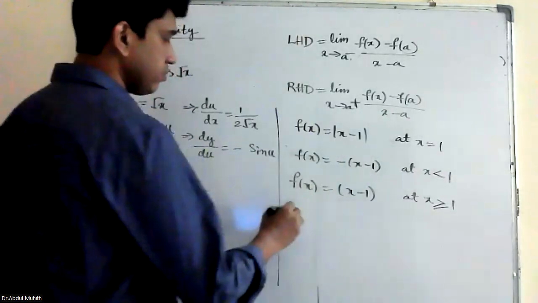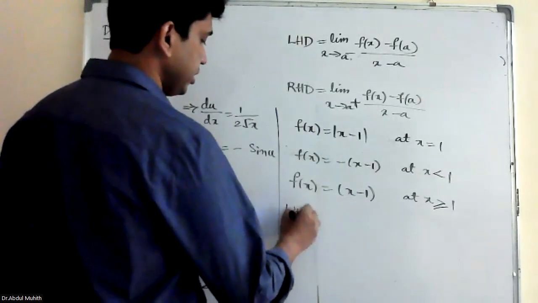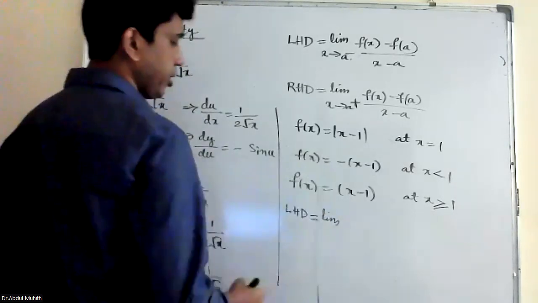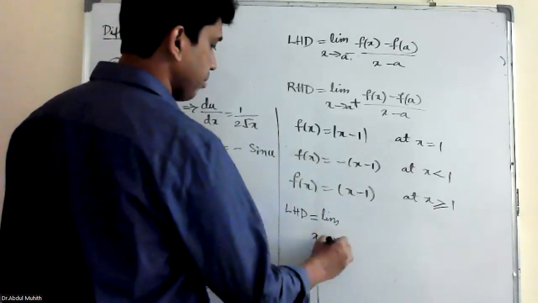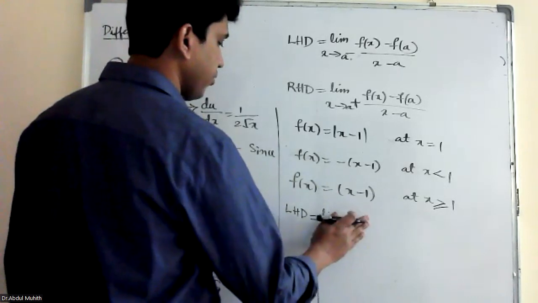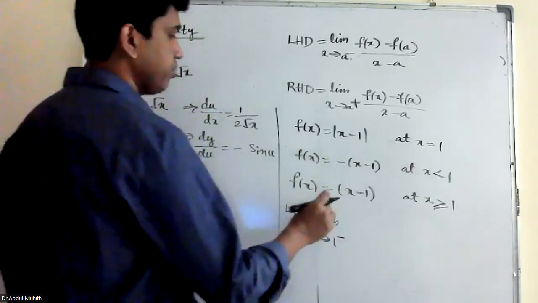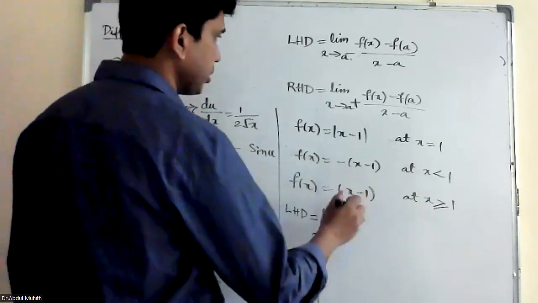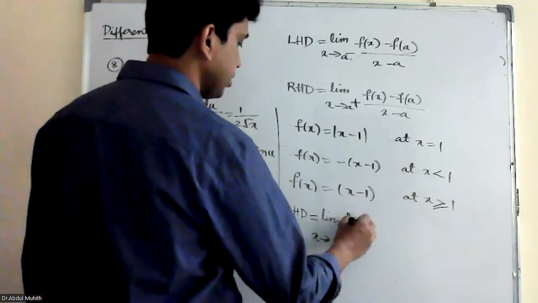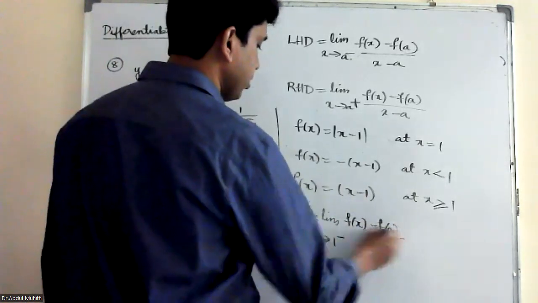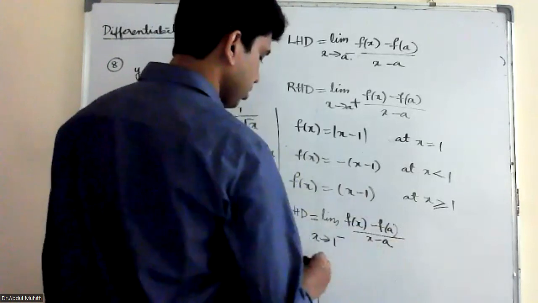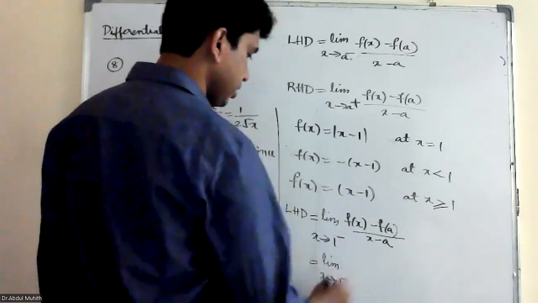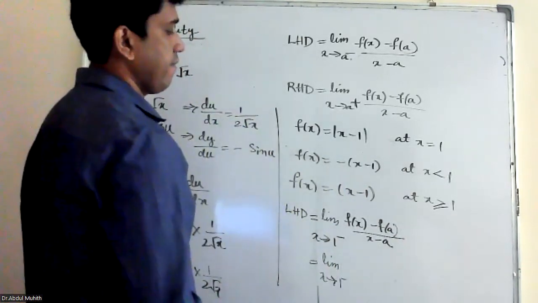Now we have LHD. LHD is equal to what? It's a mod function, right? Now LHD is the limit as x tends to 1 minus of f of x minus f of a divided by x minus a. So we write the function as it is first. So this will become, limit x tends to 1 minus, what is f of x?